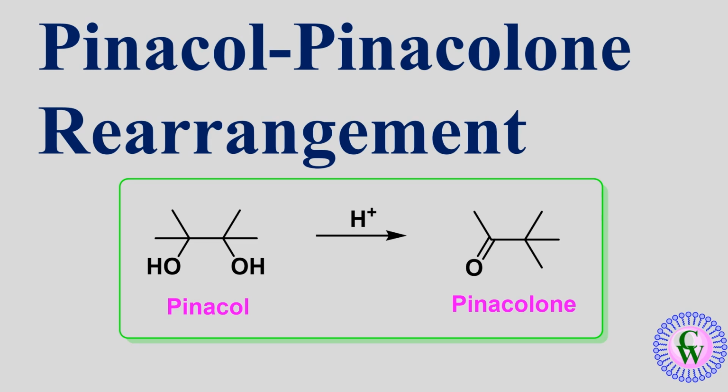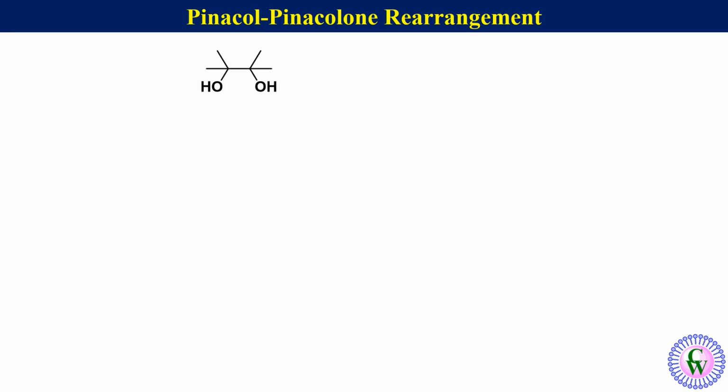In this video, we are going to learn Pinacol-Pinacolone rearrangement. Primarily, 2,3-dimethylbutane-2,3-diol, which is a vicinal diol, is known as Pinacol. Under acidic condition, it rearranges to 3,3-dimethyl-2-butanone, known as Pinacolone. This rearrangement of Pinacol to Pinacolone under acidic condition is called Pinacol-Pinacolone rearrangement.